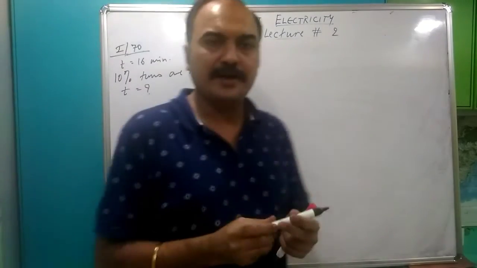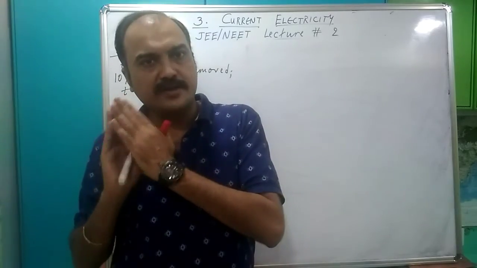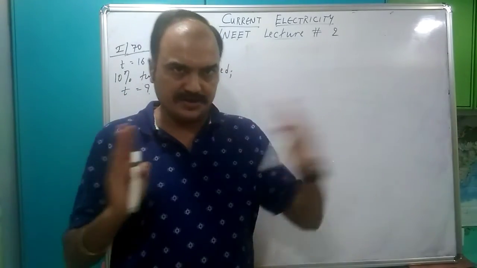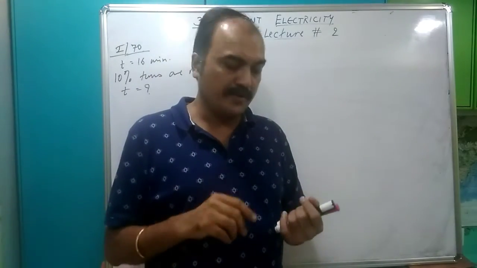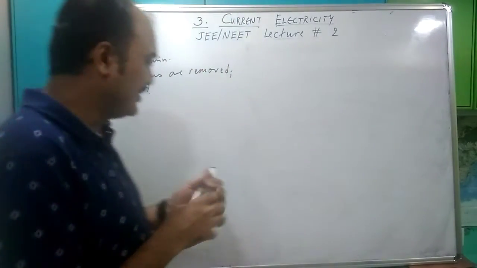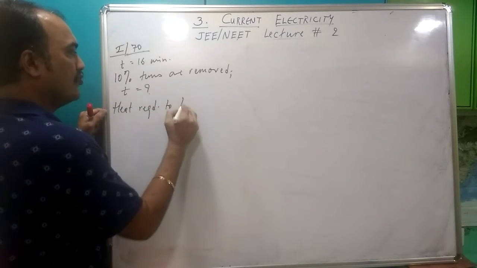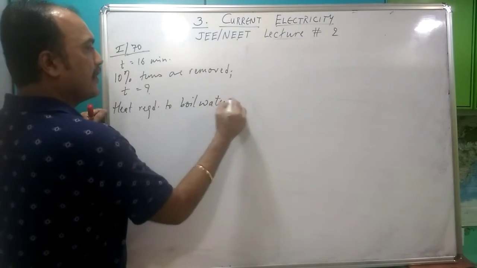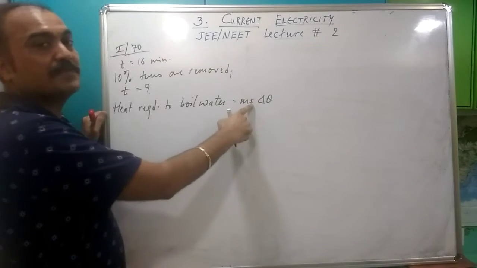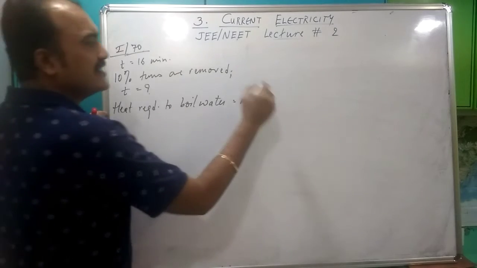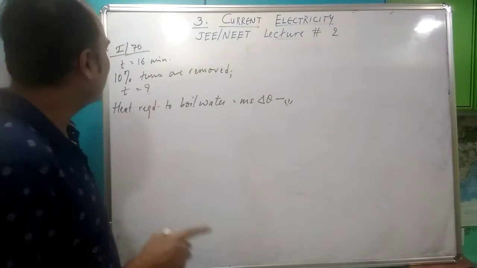Now remember, when you want to boil water, you have to take it from temperature 1 to 100 degrees Celsius. And the energy required to heat up something, I hope you remember, is ms delta theta. So heat required to boil water is ms delta theta, where m is the mass, s is the specific heat capacity, and delta theta is the change in temperature. I am writing this because we will need it, so remember.